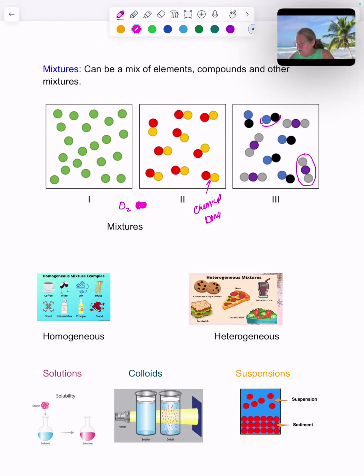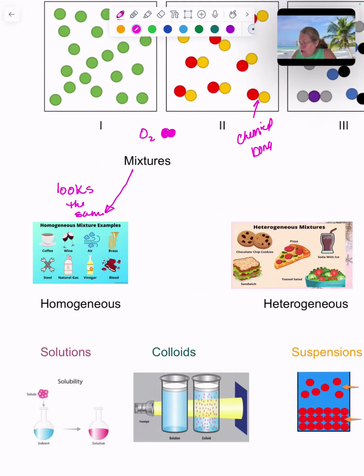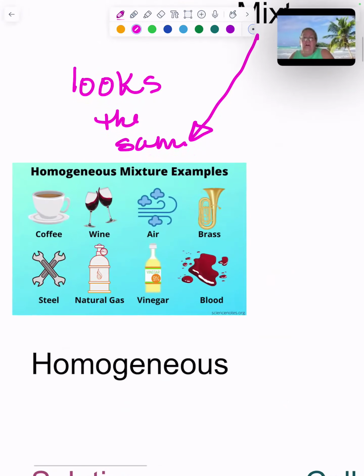So when you look at a mixture, mixtures can be classified by how they can be separated. A mixture that looks the same throughout is called a homogeneous mixture. Things like coffee, wine, air, brass, steel, natural gas, vinegar, even blood are called homogeneous mixtures because when you look at air, you don't see the different chunks, the different parts of it.